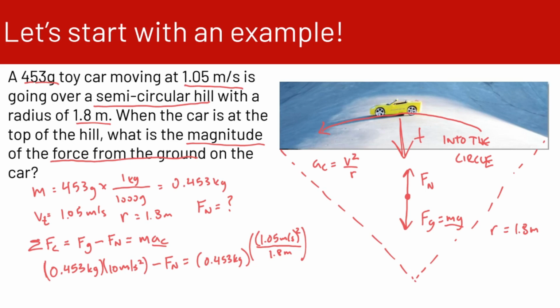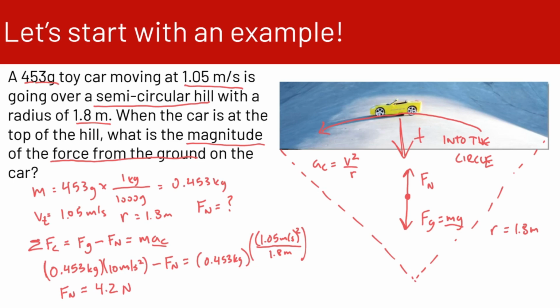All right, so doing a little bit of math, multiplying things together and moving the Fn, which is negative, over to the right side of the equation, and then subtracting everything currently on the right side of the equation from everything on the left side, we end up with 4.2 newtons. So the normal force is a little bit less.